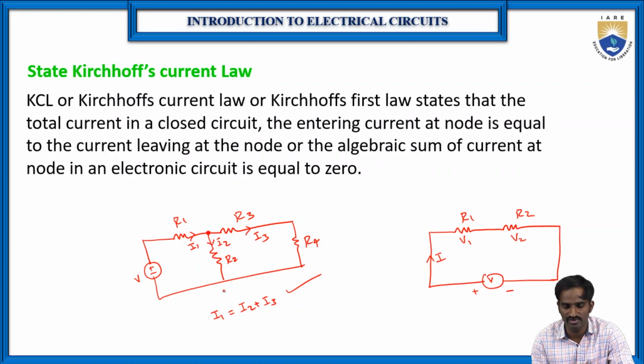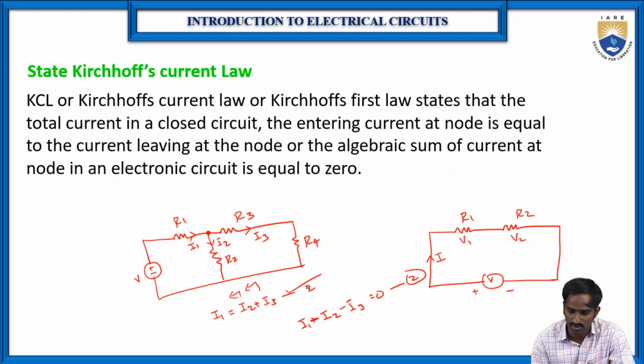So this is the relation between the various currents, according to Kirchhoff's law. In other words, the algebraic sum of the currents at a node is equal to 0. If you send I2 and I3 to the left hand side, then I1 minus I2 minus I3 equals 0. Both equations are the same. So the algebraic sum of the currents at a particular node is equal to 0. This is Kirchhoff's current law.